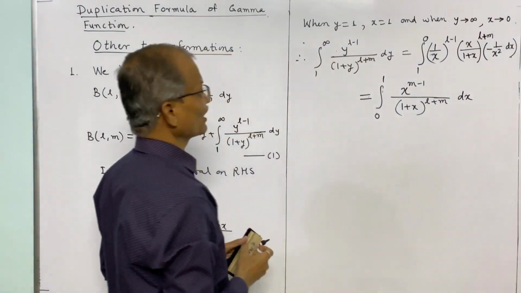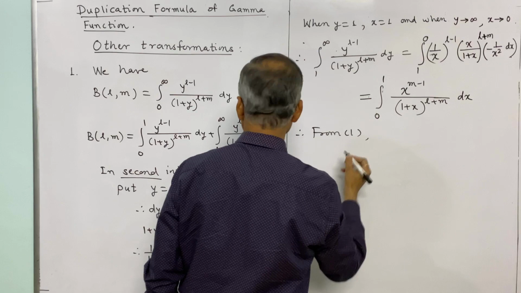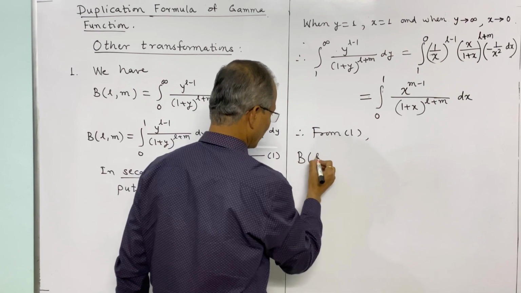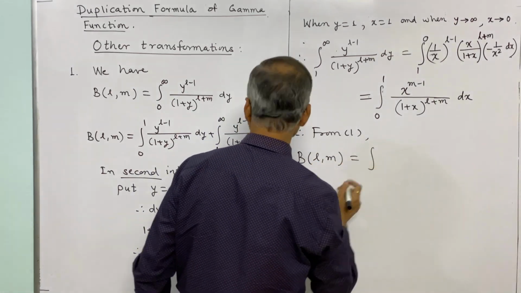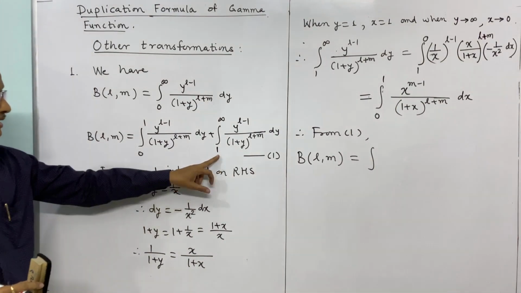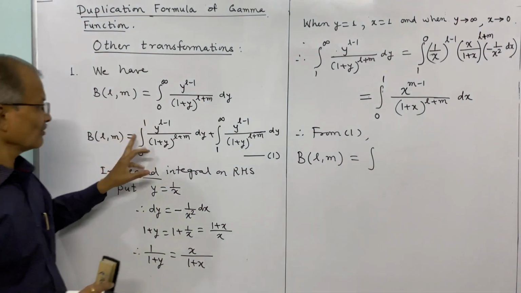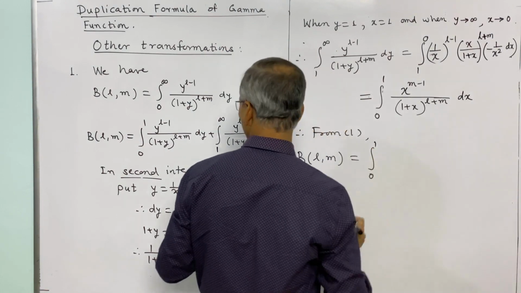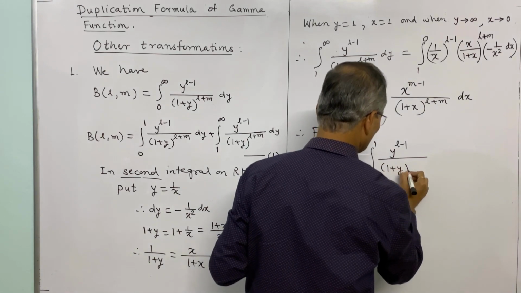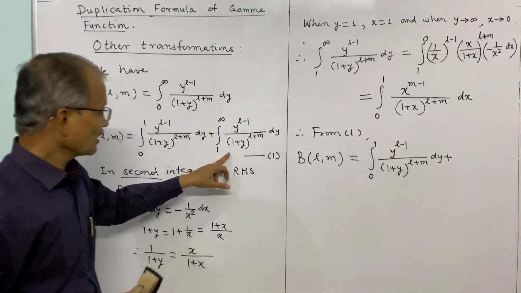And therefore, from 1, what is the left side? Beta function of L and m is equal to, on the right side, no change in the first integral. We have done the changes only in the second integral, and that we have obtained here separately. So this is as it is. And this integral, we may first write in terms of y: integral 0 to 1, y to the power L minus 1 divided by 1 plus y to the power L plus m into dy, plus now this is the integral.